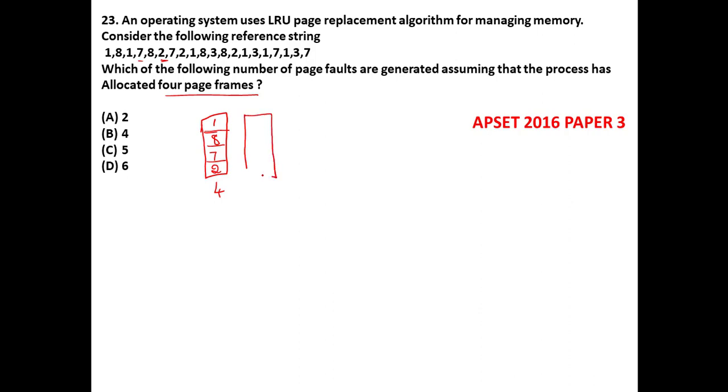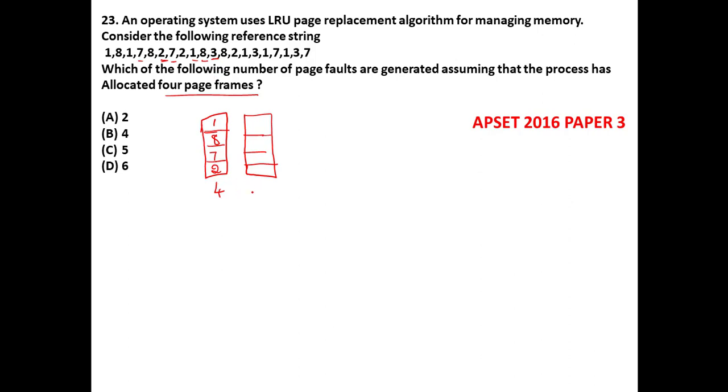Okay, and after that the CPU refers to page number 7. Page 7 is available in main memory, so no page fault occurs. The CPU refers to 2, also available, no page fault. Next the CPU refers to 1, also available, no page fault. The CPU refers to 8, also available, no page fault. Next the CPU refers to page 3, which is not available, so a page fault will occur.